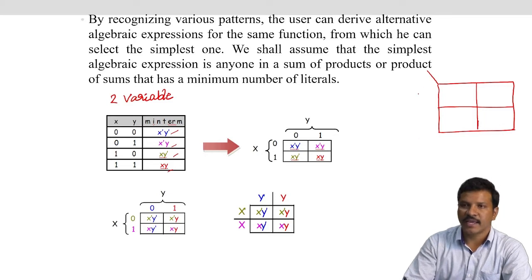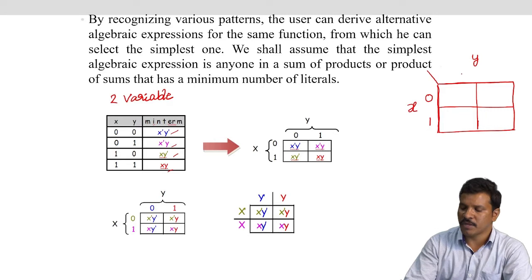Take the input variables in the vertical direction and the horizontal direction. I take input variable x in the vertical direction, and the input y in the horizontal direction. The possible Boolean values of a single variable are 0 or 1. The possibility x equal to 0 is in the first row, and x equal to 1 in the second row. For variable y, one possibility is 0, and another is 1.